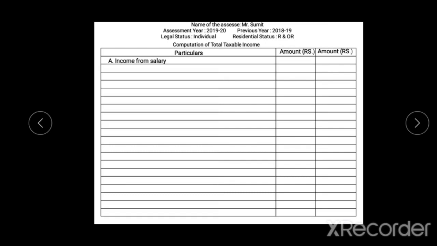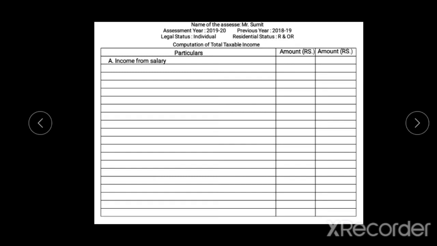First head we have to write is income from salary. As I already explained in the format, only the income from the heads that are given has to be recorded in the format while calculating the total taxable income. Understood? No need to write all five heads of income. Once again I will revise. What are the five heads of income? Income from salary, income from house property, income from business and profession, which is also called PGBP.